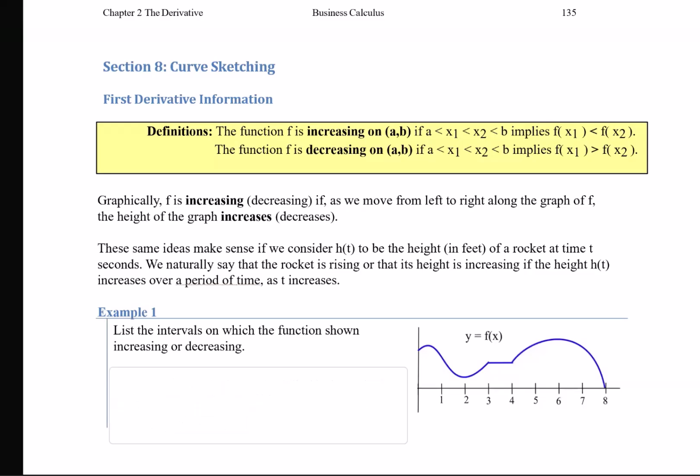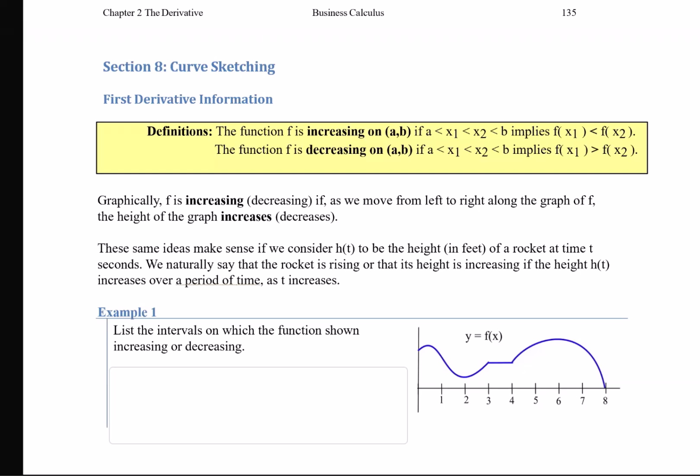Hi, everybody, and welcome to Chapter 2, Section 8, Curve Sketching. We're going to start out with this definition. I know definitions are really hard to read, so as we read, we're going to draw a picture which will really help understand what it means.